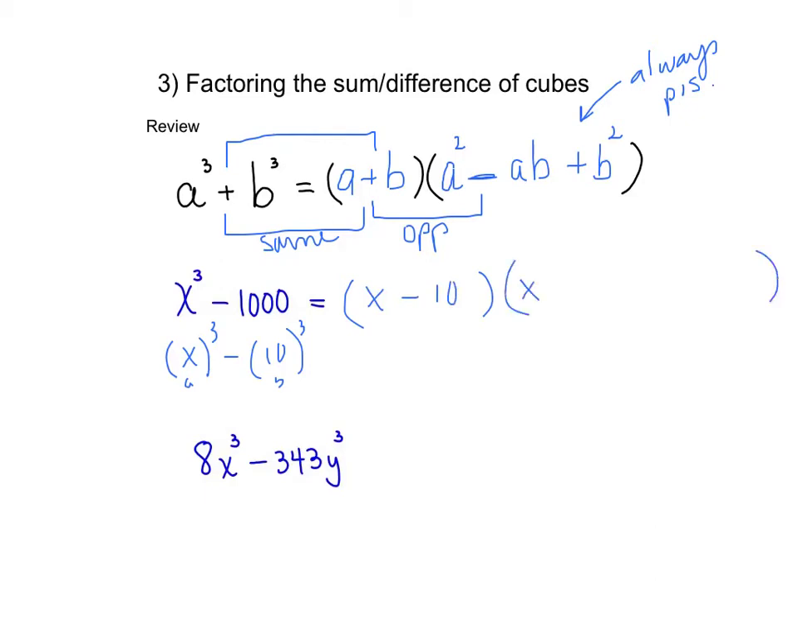This would be x squared. This would be 10 squared. This is negative, so this will be positive. This one's always positive, and then this would be 10x. So in other words, this is x minus 10, x squared plus 10x plus 100.